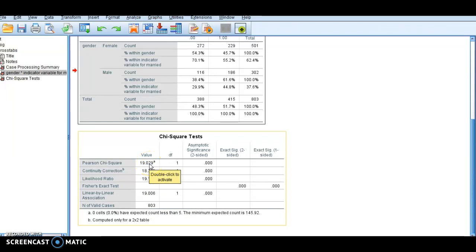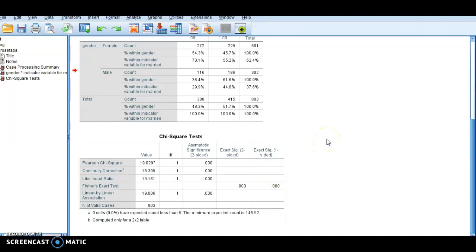So again, the chi-square is 19.0, the p-value is less than 0.001. You can see as you look at this table that no matter what test I use, whether I use the Pearson chi-square, or the continuity correction, which is just another form of Pearson chi-square, or the Fisher's exact, any of those have this tiny p-value, which is indicating that by any metric, there's a strong relationship between gender and marital status for this sample.